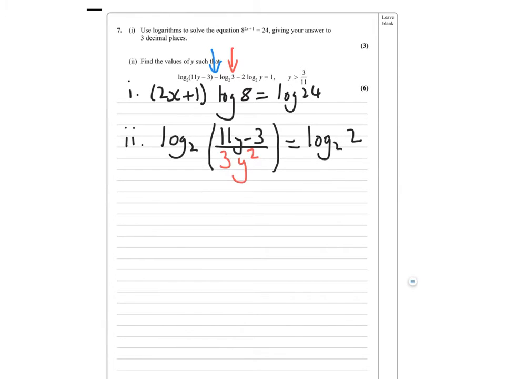Now, once I've got that bit, I can then do this. And I get over 3y squared equals 1. Rearrange, solve, factorise, and all that sort of stuff, and jobs are good.